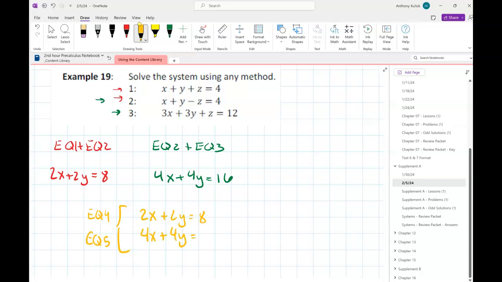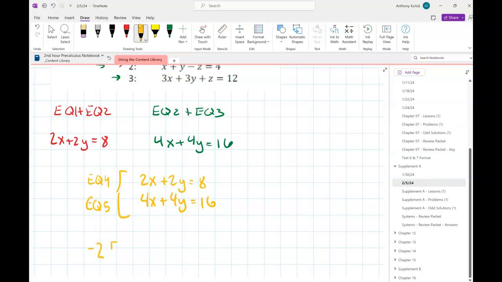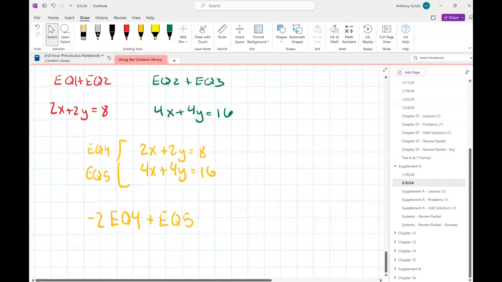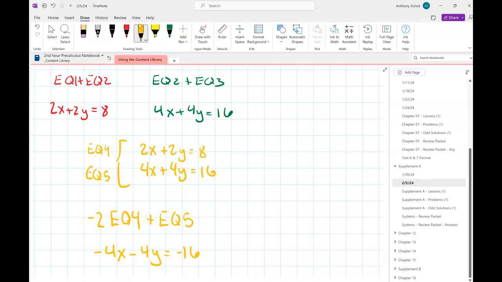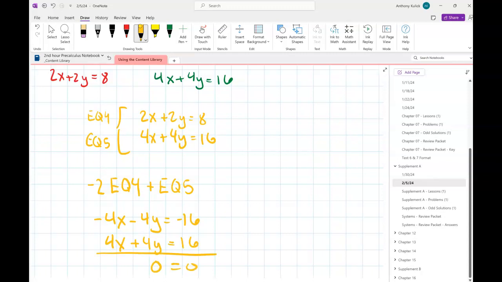To eliminate, well, which one do you want to eliminate, x or y? Doesn't really matter, right? Let's do x's. What do we have to do to eliminate the x's? You mean negative 2. Yeah, negative 2 times equation 4 plus equation 5. So that's going to be negative 4x minus 4y equals negative 16. And then 4x plus 4y equals 16. That gives me 0 equals 0, right? That's our indicator that we have infinitely many solutions.